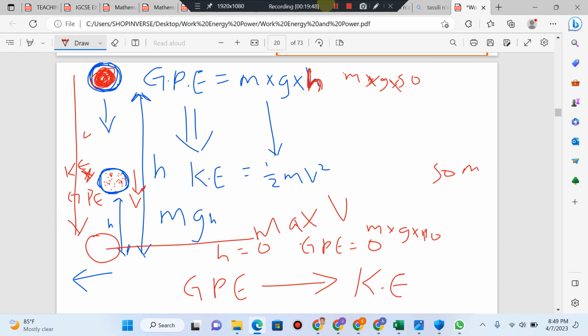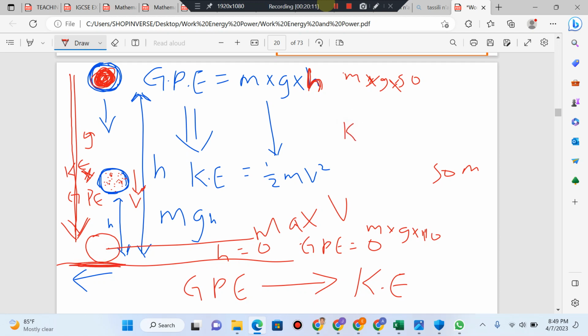Why? Because as it's falling downwards, it's being pulled downward by gravity. Hence, the velocity continues to increase as it's going downwards. And when it's about to land, it has maximum velocity. Then it eventually lands on the ground. And all its gravitational potential energy would have been converted to kinetic energy.